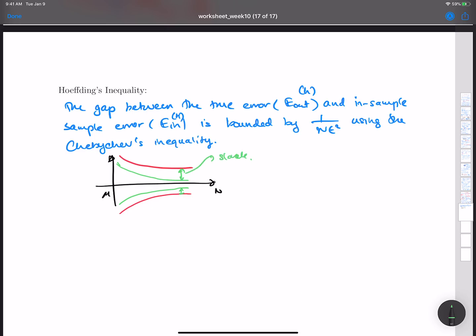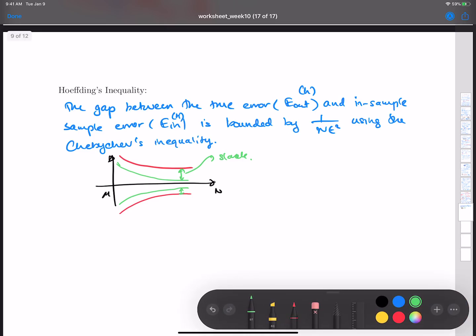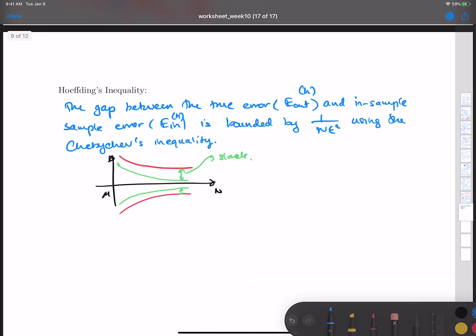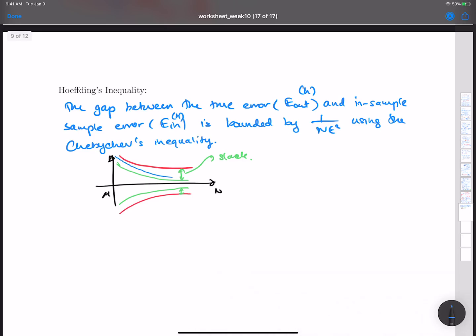So can you make this bound, this gap, even tighter? That's the next question. Can we do something that's closer, so that you actually get the real idea of what's the actual difference between the true error and the in-sample error? So you want to tighten the gap, right? That can be done using another inequality called Hoeffding's inequality. So Hoeffding's inequality is defined to be this.